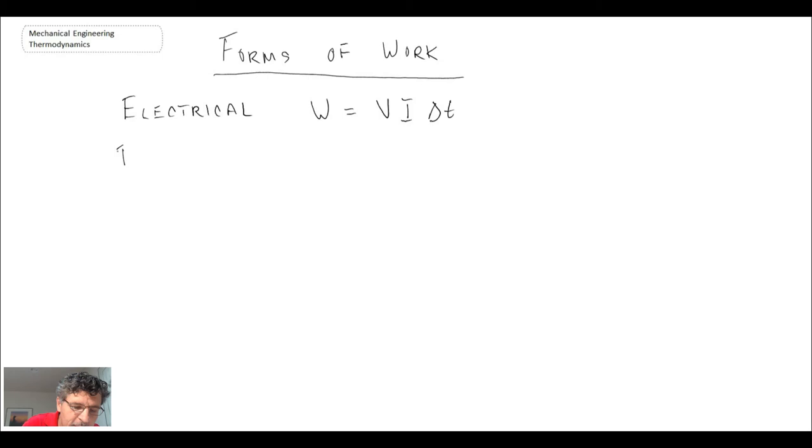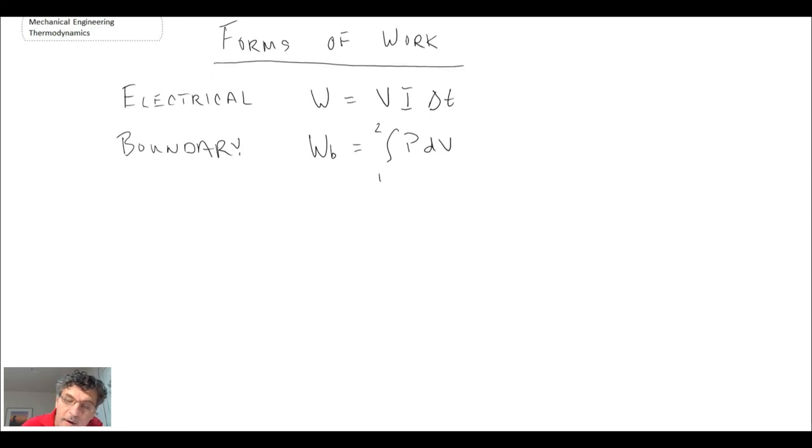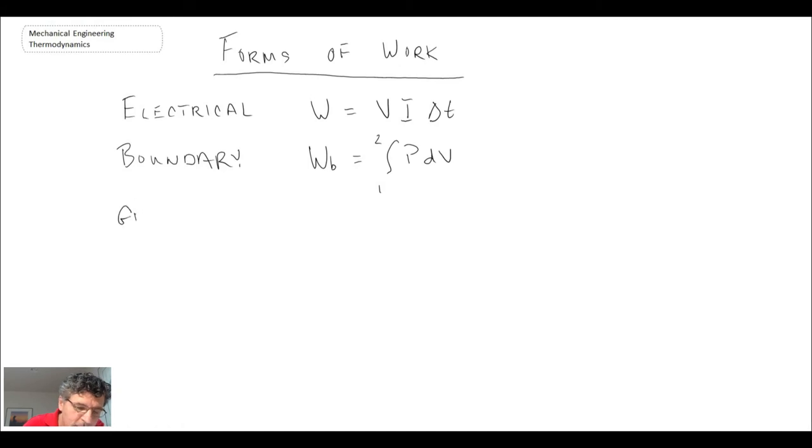Another form of work that we have is boundary work. Work at the boundary is going to be expressed as the pressure at which the boundary is moving multiplied by the change in volume. We integrate this because the pressure could change as a function of the change in volume. That is referred to as boundary work. We also have gravitational work.